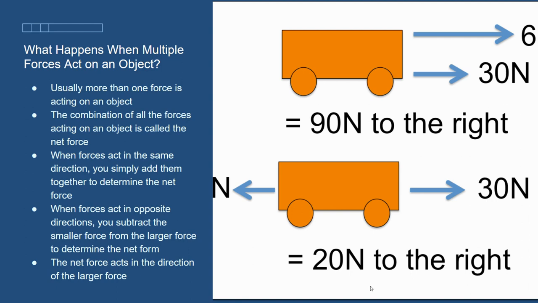But the combination of all of these forces acting on an object is what we call a net force. When forces act in the same direction, you simply add them together to determine that net force. When forces act in opposite directions, then you subtract the smaller force from the larger force to determine the net force. So over here, got this boxcar, and it's moving. Sorry, I could not get the picture to all fit with all my numbers, but we can figure it out. So this is moving 60 newtons to the right and 30 newtons to the right, which means that it's moving 90 newtons to the right.